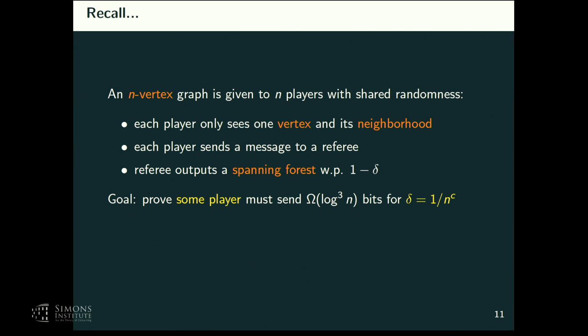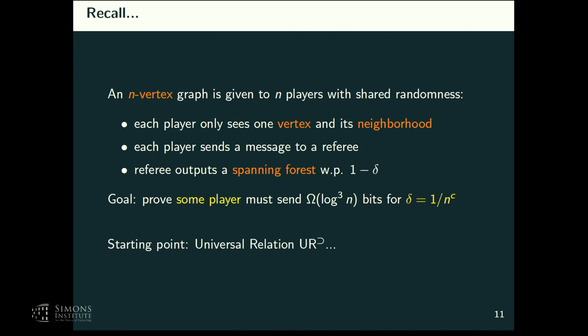And for this talk, I'm going to do two simplifications. One is I'm going to prove that for the worst player, there exists a player who must send log n cubed bits. And I'm going to assume that the protocol succeeds with high probability, with probability 1 over poly n. In fact, these two simplifications can be gotten rid of fairly easily, but I'm not going to get into this in this talk. So C is much larger than 2? Sure. In fact, any constant, or 0.1, is also fine.